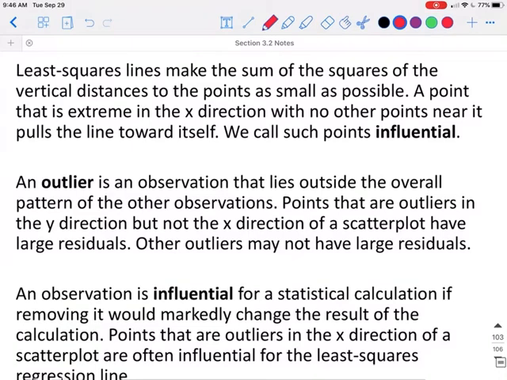So least squares lines make the sum of the squares of the vertical distance to the points as small as possible. A point that is extreme in the X direction with no other points near it is going to pull the line. So we're going to say that that is an influential point. So it's influential if it's an outlier in the X direction with no other points near it. Now we can have outliers in either direction. They can be an outlier in the X direction or an outlier in the Y. But the only influential ones are going to be if they're in the X direction.